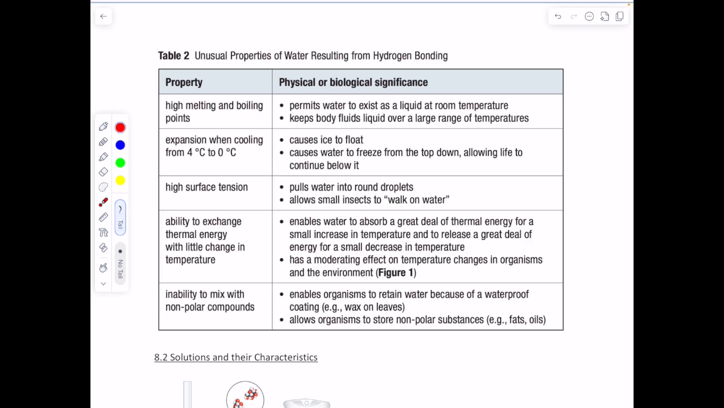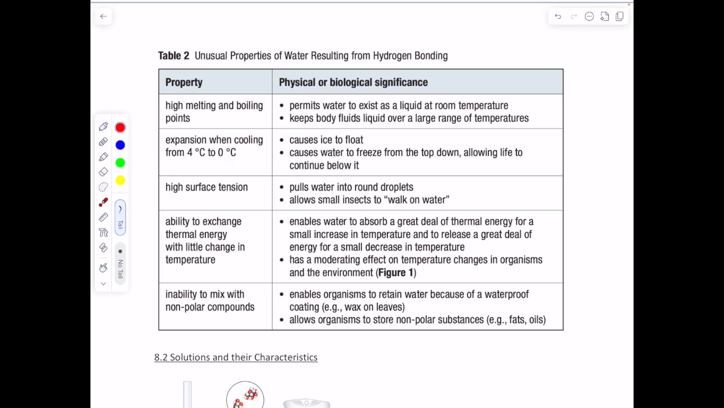Water shows the ability to exchange thermal energy with little change in temperature. This enables water to absorb a great deal of thermal energy for a small increase in temperature and to release a great deal of energy for a small decrease in temperature. This has a moderating effect on temperature changes in organisms and the environment.